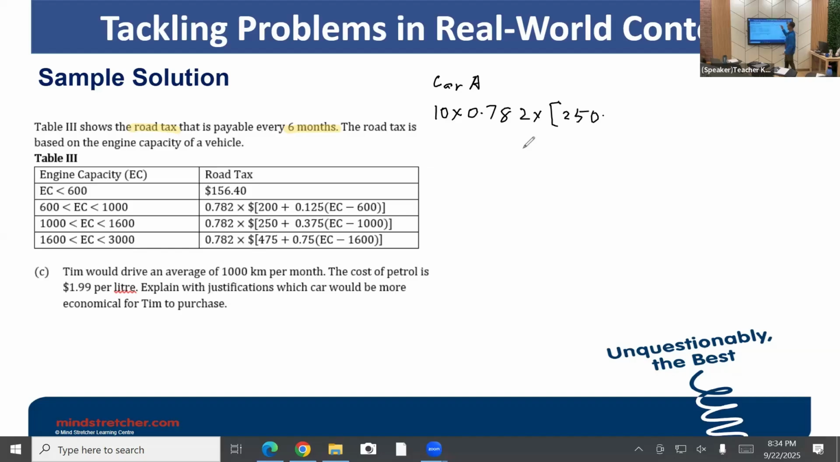250 plus 0.375 times, my 5 looks like 6. Sorry about that. Wait, let me change it. Okay, multiply by, what is this EC? Remember what was the EC? It was actually just the engine capacity, which is 1,400. Then I will have to minus 600.